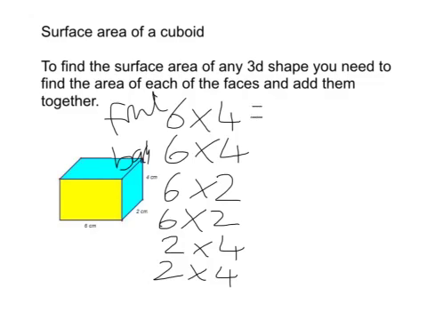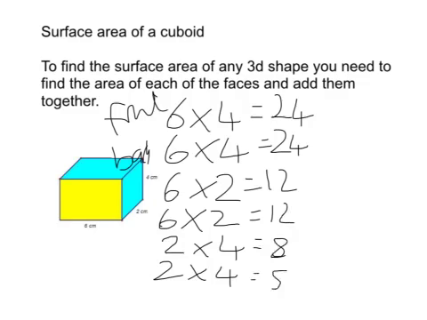So 6 fours are 24, and we've got 2 of those. 6 twos are 12, and we've got 2 of those. 2 fours are 8, and we've got 2 of those. So if I add that together, well, 12 and 8 make 20, and I've got 2 of those, so that's 40. And 24 and 24 is 48. So altogether I've got 88. And because it's surface area, it will be centimetres squared.